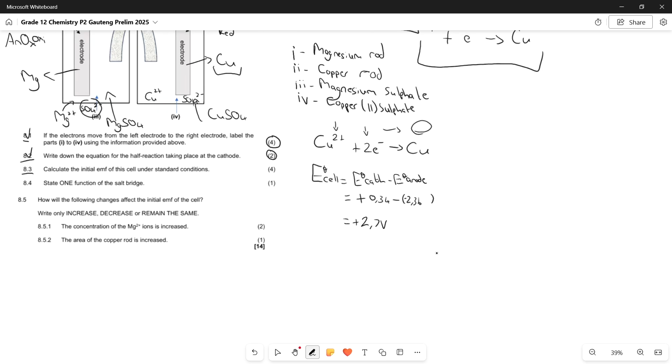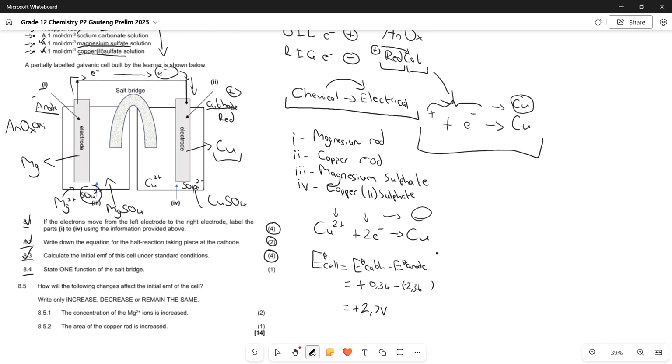Okay, which means that would earn us 4 marks over there, which is quite nice. And then 8.4 says state one function of the salt bridge. Okay, so the salt bridge over here allows these ions to pass through. So this Mg2+ and the Cu2+ pass through both ways.